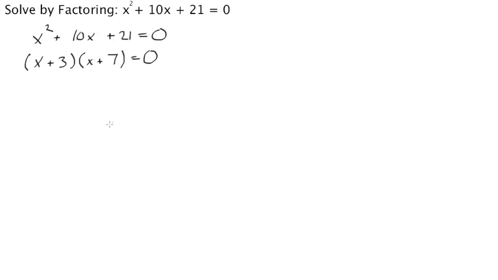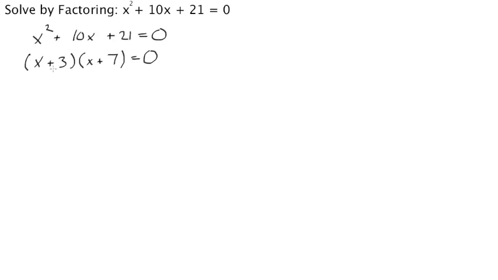If you're ever unsure if you've done it correctly, FOIL it out again. Remember first, outer, inner, last. Hopefully you remember that from one of your high school algebra classes. If we check things quickly, sure enough, when we multiply these two binomials together, we get x squared plus 10x plus 21 equals 0.